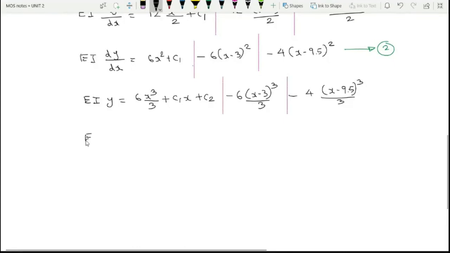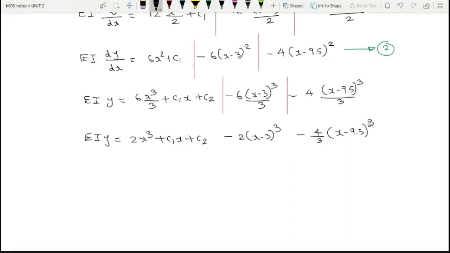We'll get EIY is equal to, so this will become 2x cube plus c1x plus c2 minus 2 into x minus 3 the whole cube minus this. Don't need to do it in fraction. I will consider 4 by 3 itself. So 4 by 3 x minus 9.5 the whole cube, right? So this is my deflection equation. I will consider this as equation 3.